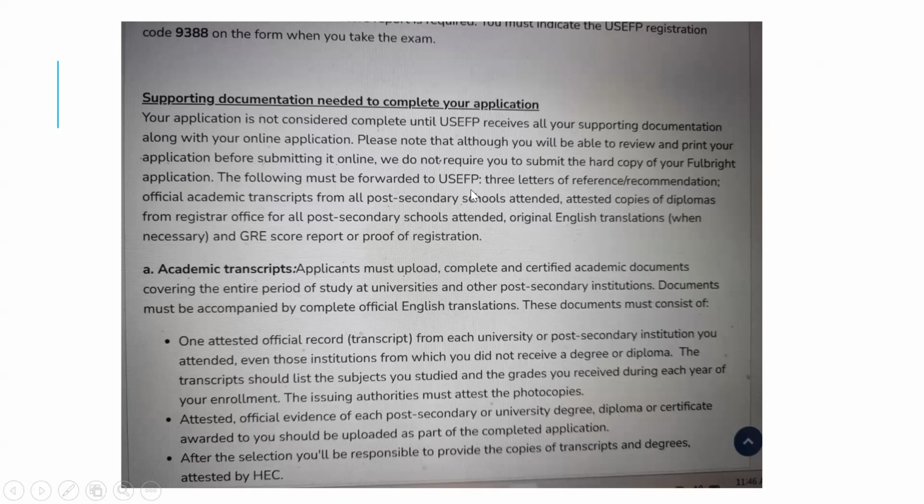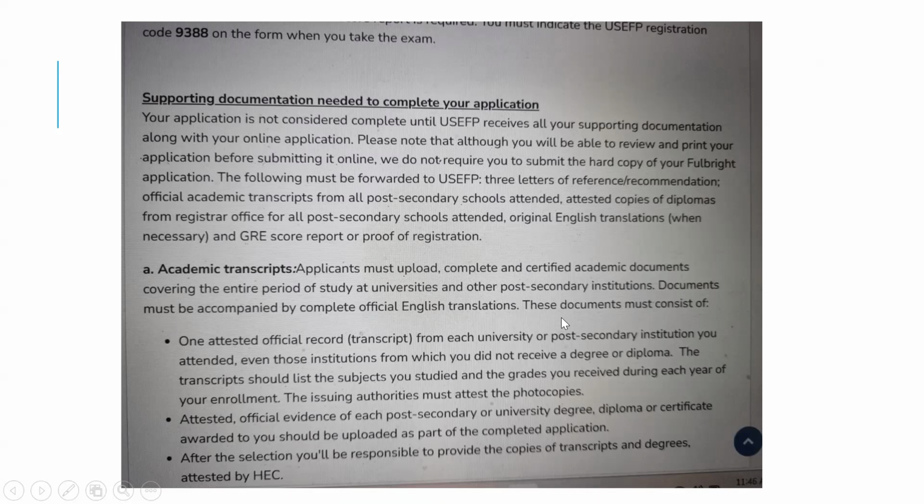The following must be forwarded to USCFP: three letters of recommendation, official academic transcripts from all post-secondary schools attended, attested copies of diplomas from the registrar's office for all post-secondary schools attended, original English translations when necessary, and GRE score report or proof of registration. All right. Academic transcripts. Applicants must upload complete and certified academic documents covering the entire period of study at universities and other post-secondary institutions. Documents must be accompanied by complete official English translations.